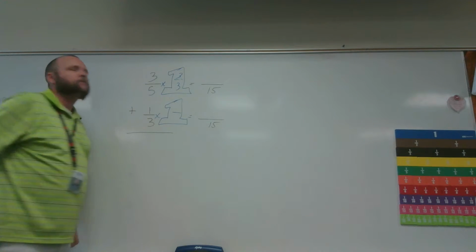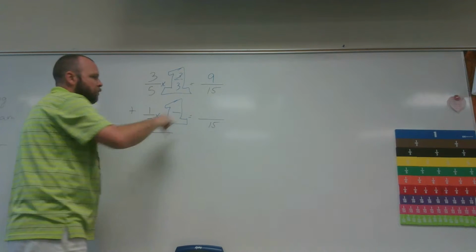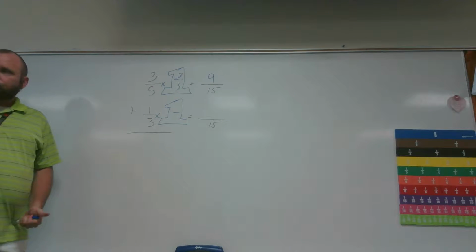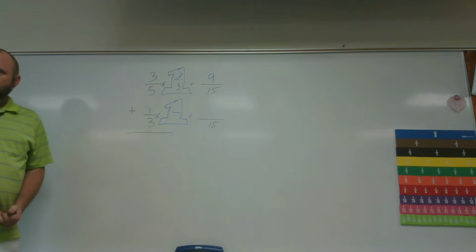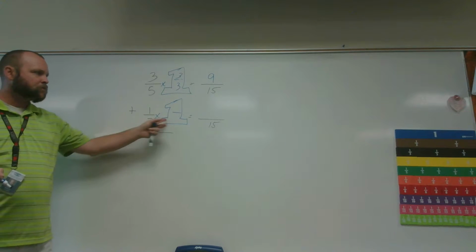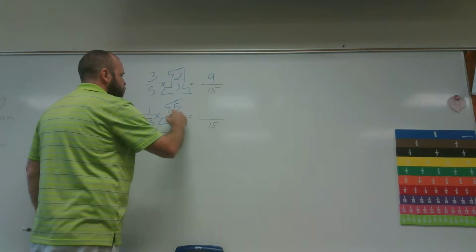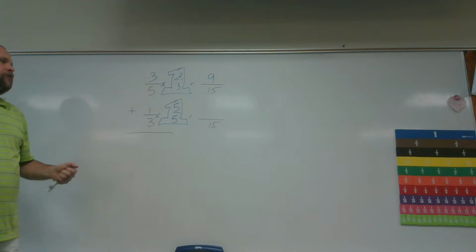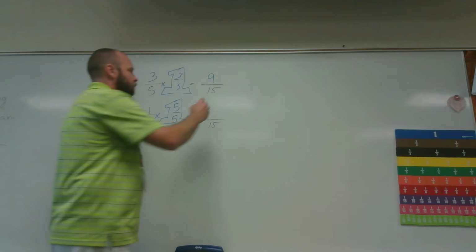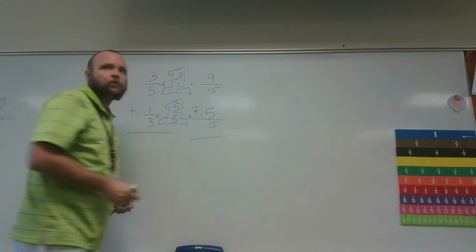So what's my numerator? 9. What do I multiply by here? 3. Yeah, 3 times what is 15? 5. Good. This is confusing. I got it right, but you confused me too. So 1 times 5 is 5. It's an addition problem. It's on page 221.